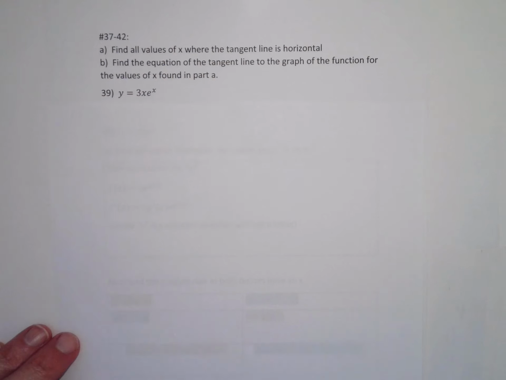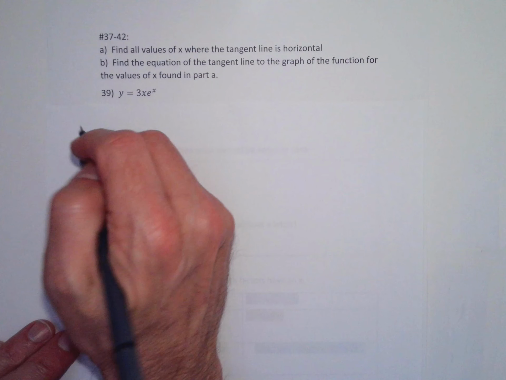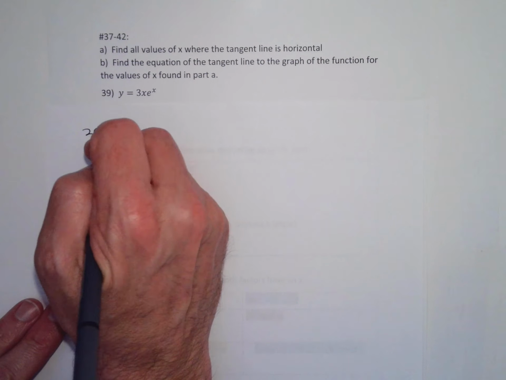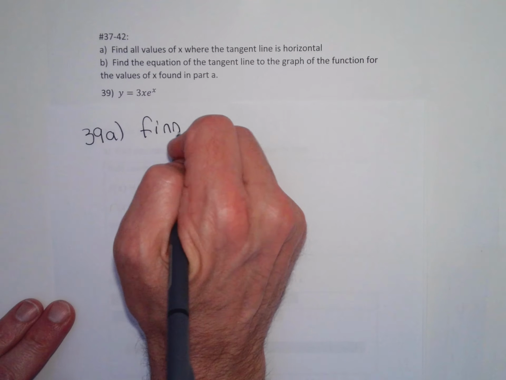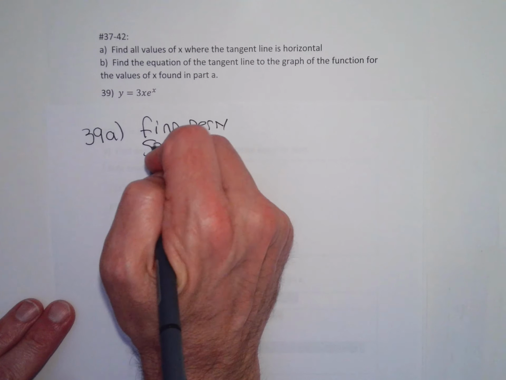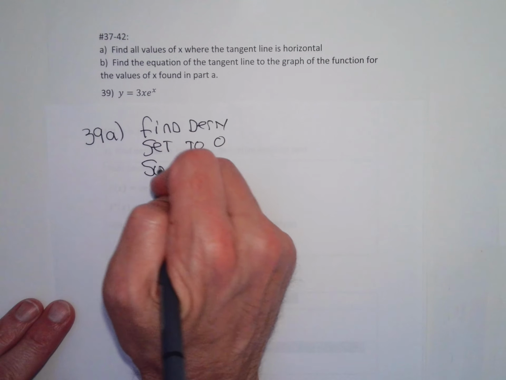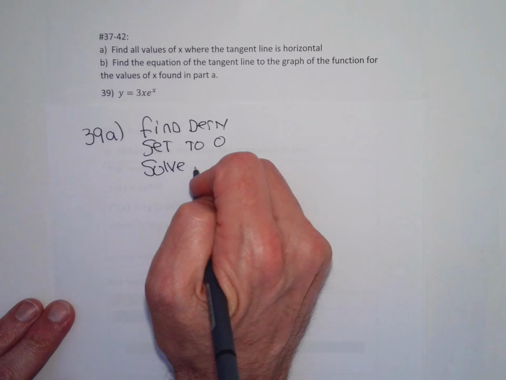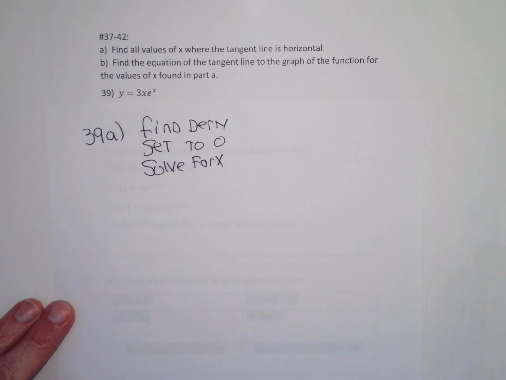So when I ask you to find all values of x where the tangent line is horizontal, so for 39a, I'm going to find the derivative, set it equal to 0, and solve for x. This has a trick that comes up a lot in our class that you may or may not have been exposed to. It has to do with e to a power equals 0 never having a solution.